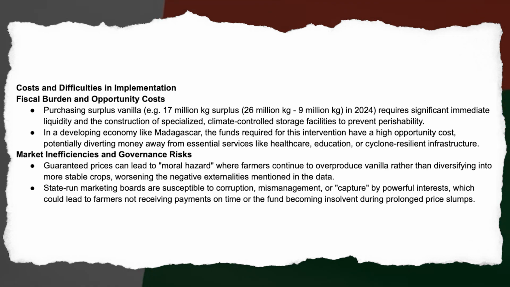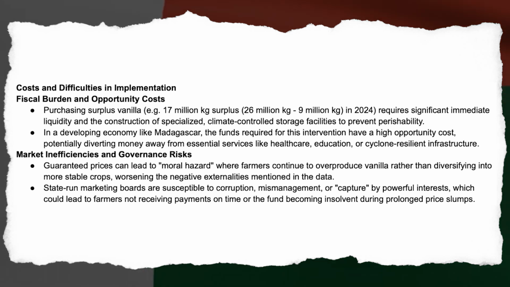Costs and difficulties in implementation. Fiscal burden and opportunity costs. Purchasing surplus vanilla, for example 17 million kilograms surplus in 2024, requires significant immediate liquidity and the construction of specialized climate-controlled storage facilities to prevent perishability. In a developing economy like Madagascar, the funds required for this intervention have a high opportunity cost, potentially diverting money away from essential services like healthcare, education, or climate-resilient infrastructure.